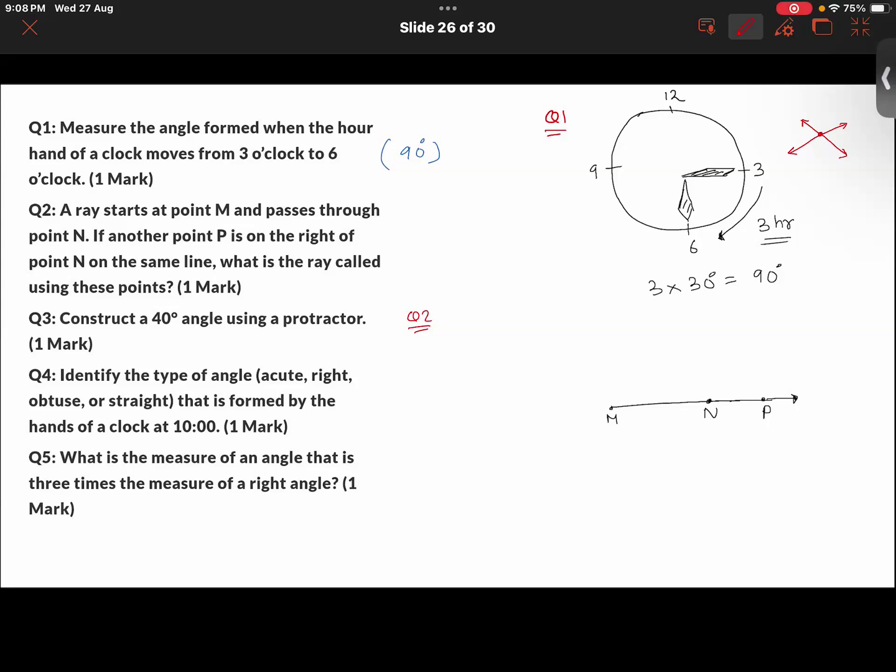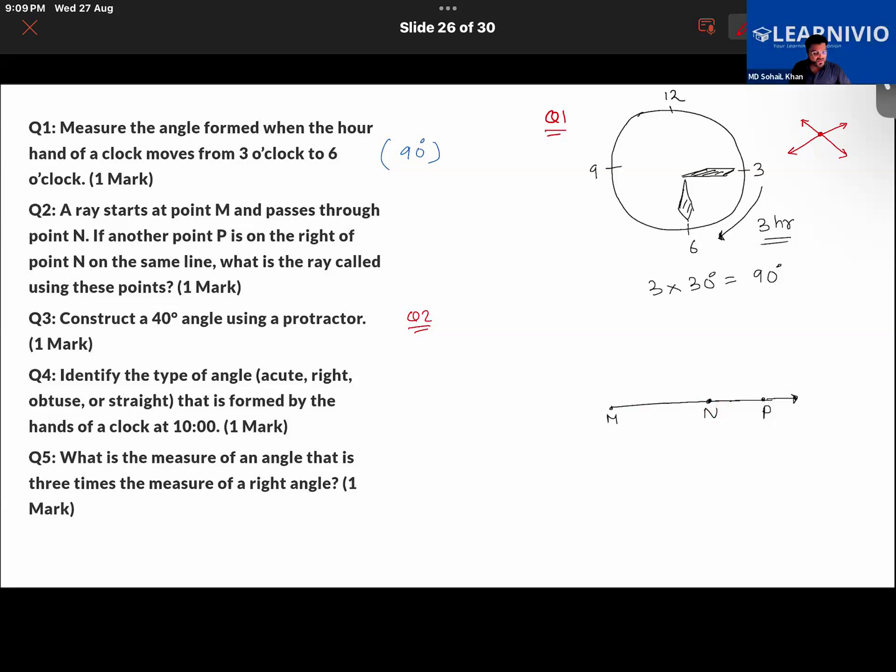So question 2 is a bit confusing. I don't understand the part about another point P on the right side of point N on the same line. It is basically saying that this point P is to the right of point N. So right of N is this side. This is where it is lying, and it's lying on the same line. Getting it?